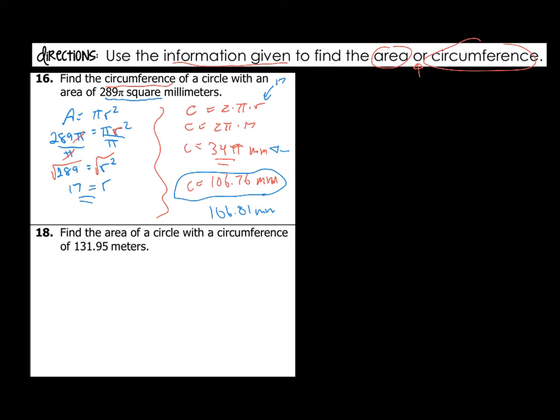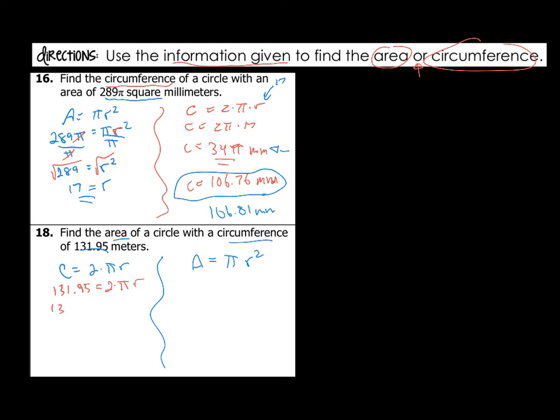We'll try one more. 18, it says find the area of a circle with a circumference. So the last one said find the circumference starting with the area. So again, if you're finding an area, then area is going to be the last formula we perform. So pi r squared. And what I need is the radius. They said that the circumference, 2 pi r, was equal to 131.95 meters. So I put that in. 131.95 is the circumference. That's equal to 2 pi radius.